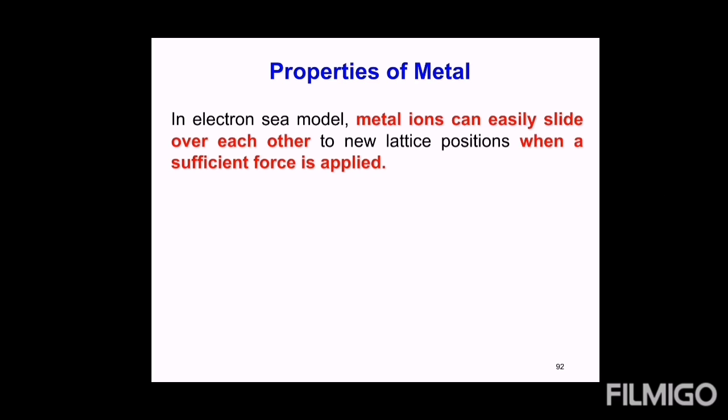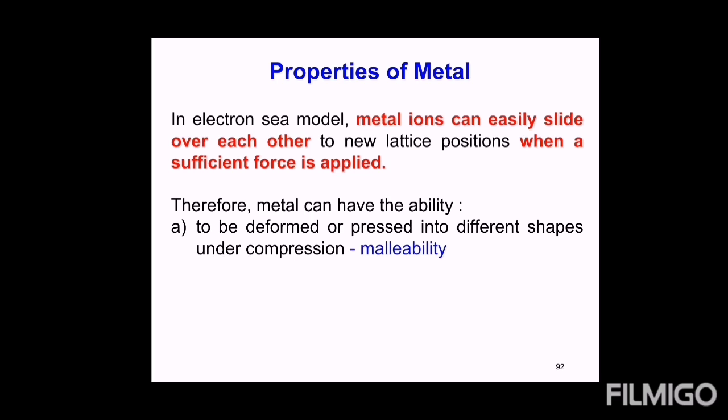Alright, so the properties of metal in the electron sea model: metal ions can easily slide over each other to new relative positions when a sufficient force is applied. Therefore, metal has the ability to be deformed or pressed into different shapes under compression. So this one is malleability. To be stretched or pulled into a wire is ductility.